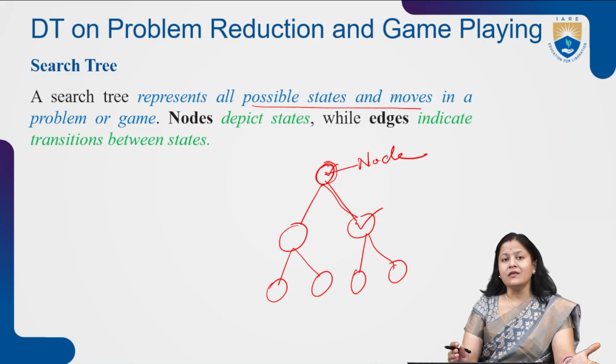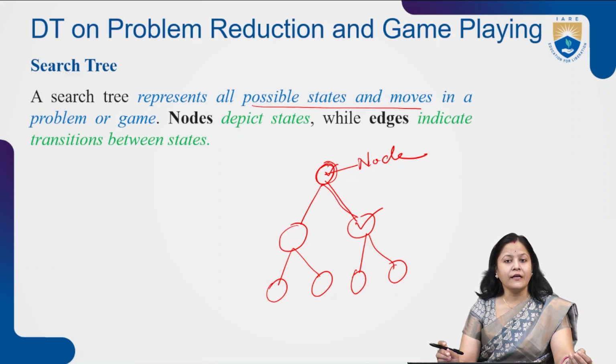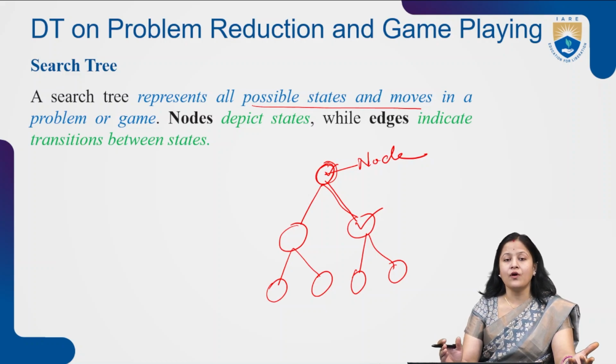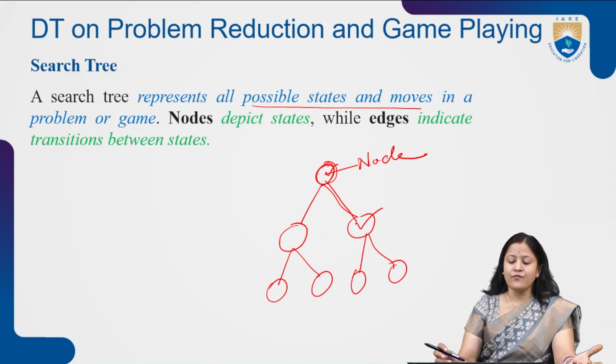Using the search tree, different types of algorithms can be performed in artificial intelligence, like depth first search, breadth first search, A-star algorithm or AO-star algorithm. So it would be very easy for the AI machine or AI application to navigate from the start node to the goal node, I mean, to find the final solution through the search tree.